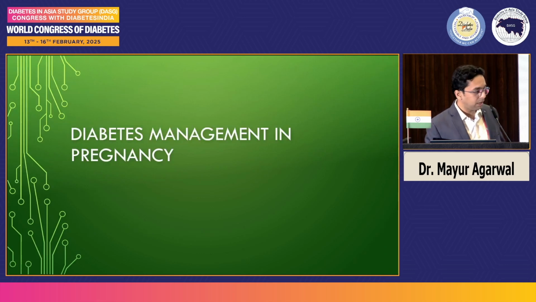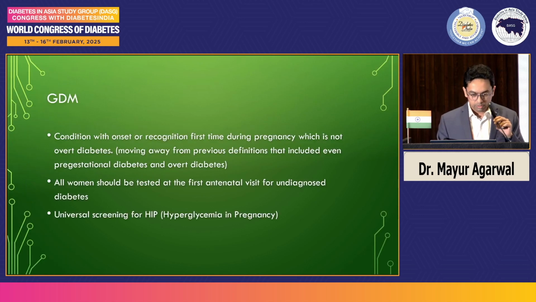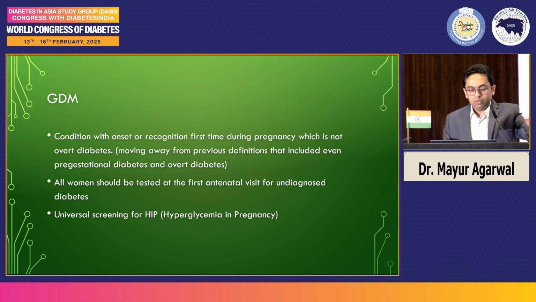Now the last part and the most important part, diabetes management in pregnancy. Again, I will be very quick. So let's start with the definition of GDM. GDM is onset or first-time recognition during pregnancy, which is not overt diabetes. That's the standard definition. Now you see here each word.